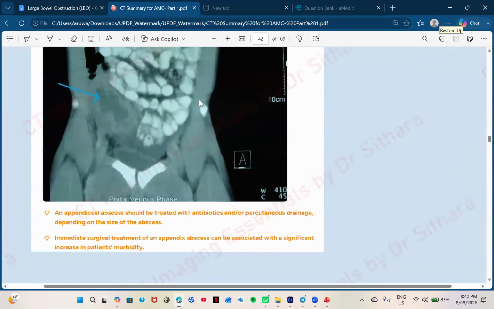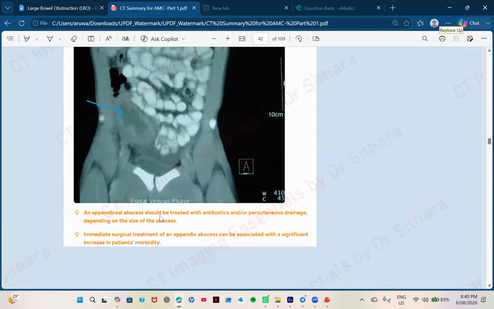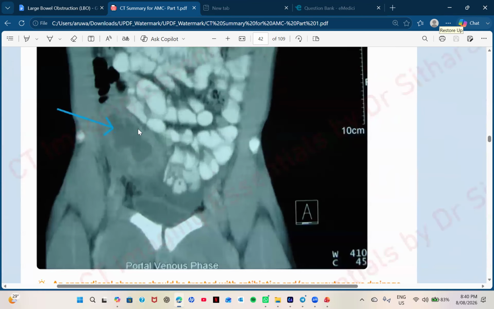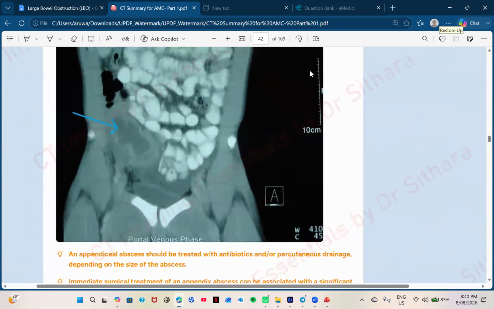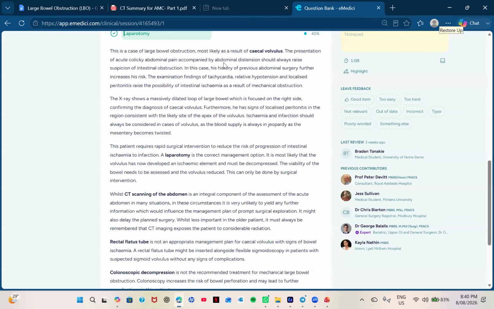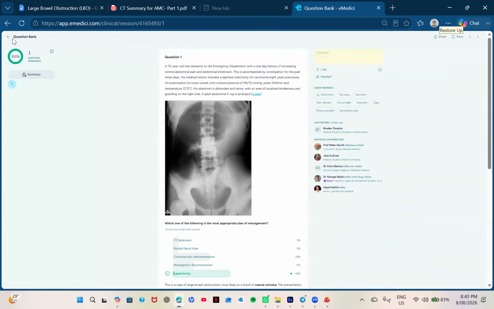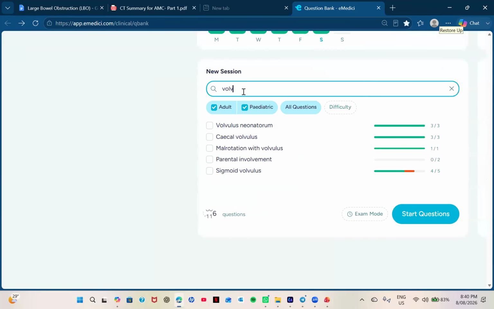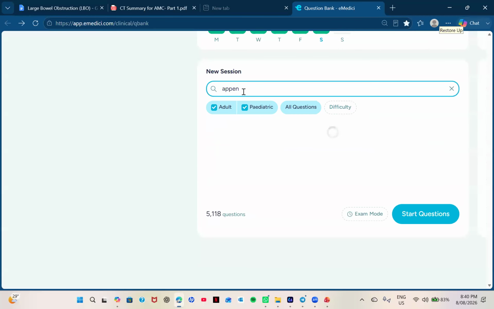So here, an appendiceal abscess should be treated with antibiotics and percutaneous drainage, depending on the size. That is for the abscess, okay? Immediate surgical treatment. And here, can you see the mass? Can you see the large mass in here? They have mentioned 8 centimeter in the question. I think I'd better show you that one, otherwise you are not remembering, because this question came in different months.